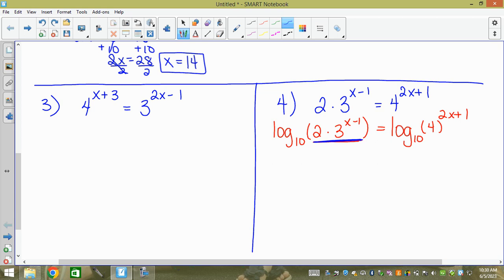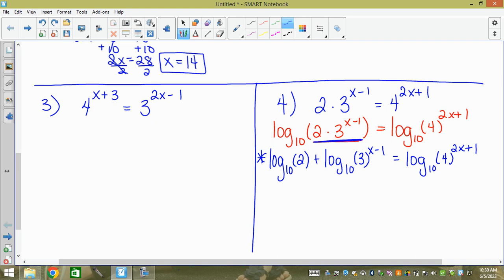Log b of m times n. Cool, 2 things multiplied. It could be 3, 4, 5, doesn't matter. I can write them out being added every time. So this is that extra step that everyone forgets how to do. You get log base 10 of 2 plus log base 10 of 3 to the x minus 1 equals log base 10 of 4 to the 2x plus 1. And now you're in the same boat as number 3. Just that extra step where you have to add them because you have 2 things multiplied in a log. Okay? Working through both of these. Try them out. Exponent in front, all that jazz.